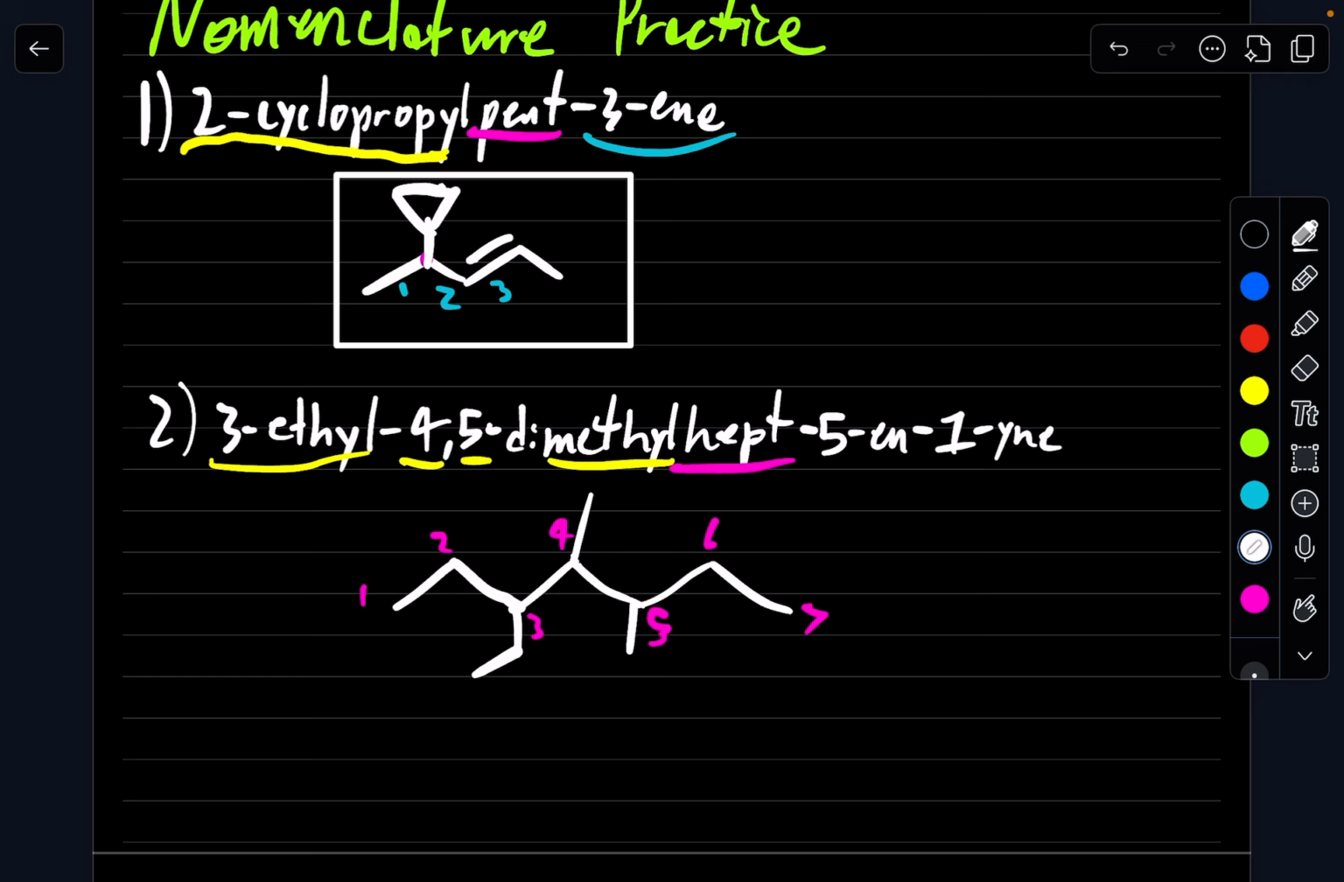And then there's 1 double bond and 1 triple bond. A double bond on bond number 5 and a triple bond on bond number 1. So like so, and like this.